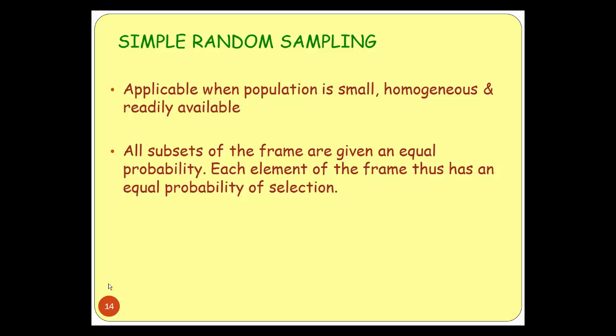In simple random sampling, this is applicable when a population is small, homogeneous, and readily available. It provides for the greatest number of possible samples. This is done by assigning a number to each unit in the sampling frame. A table of random numbers or lottery system is used to determine which units are selected.